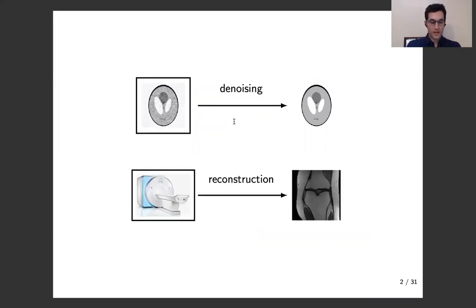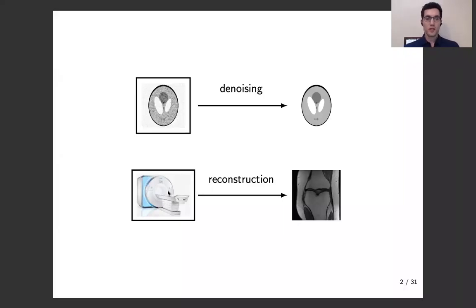I would like to talk about image reconstruction problems. Say you have a noisy image as shown here, and your goal is to reconstruct a clean image from this noisy image. That would be the denoising problem. Or say your goal is to reconstruct a medical image, in this case a knee, from some measurement of a medical scanner. In this case, that's an MRI scanner. So those are classical signal recovery problems, or signal reconstruction problems, or inverse problems.